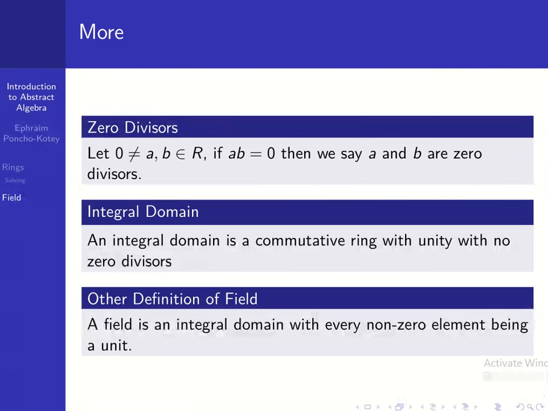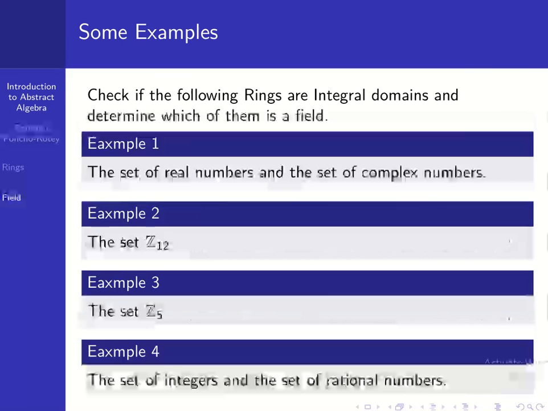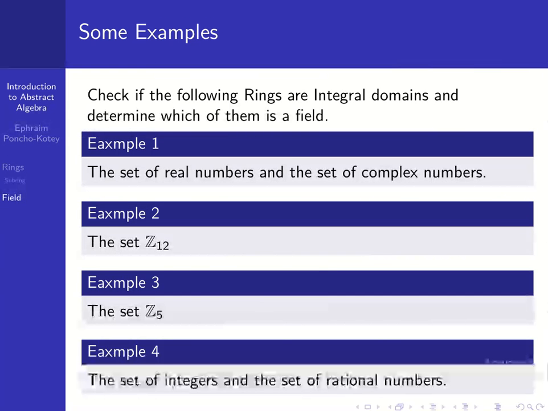It's a commutative ring with no zero divisors. So we can now define a field: a field is an integral domain such that every non-zero element is a unit. Every non-zero element is a unit. Let's try some examples so we can understand zero divisors and integral domains very well. We have 4 examples, but I'll try 2 of them. Let's start with example 2.